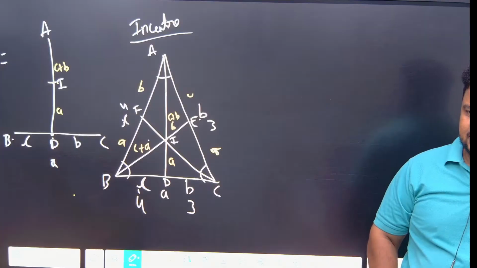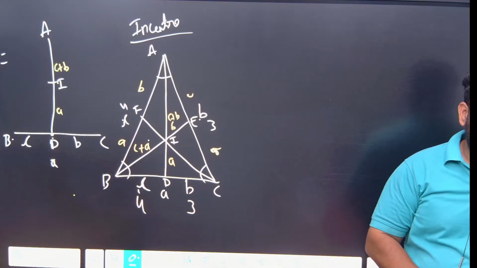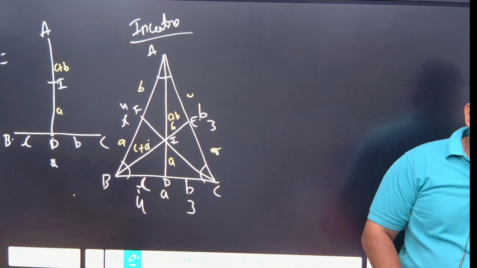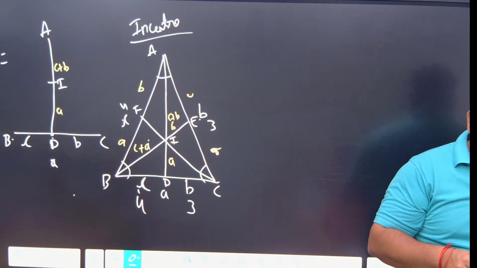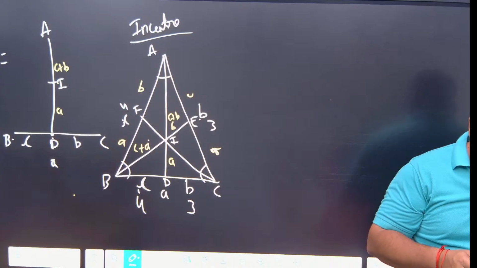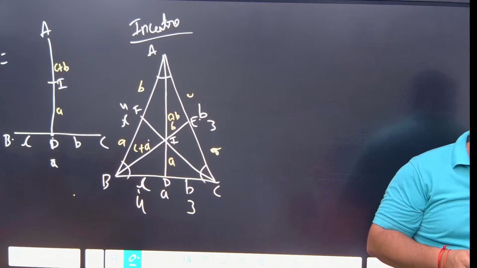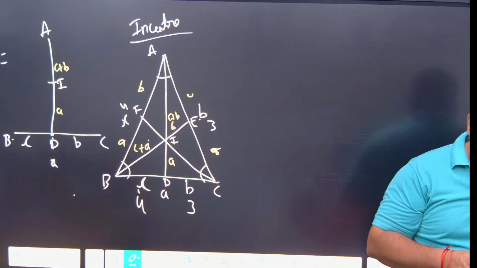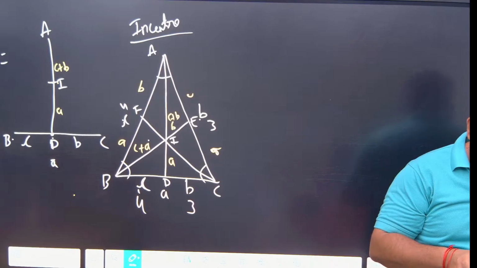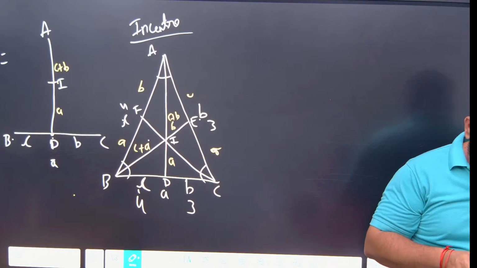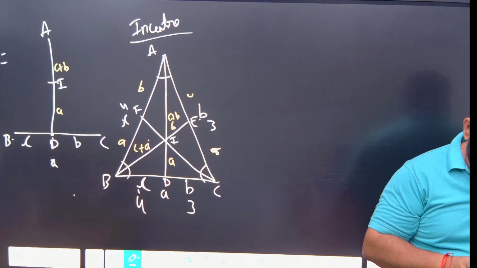Rohan, got it? Any doubt? This is a very important property you have to know. Bhavani, any doubt? Let me check if I am audible.